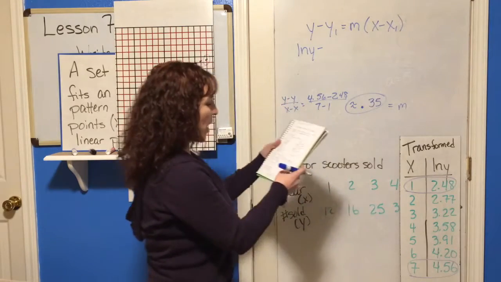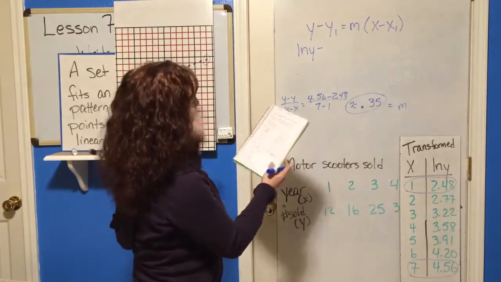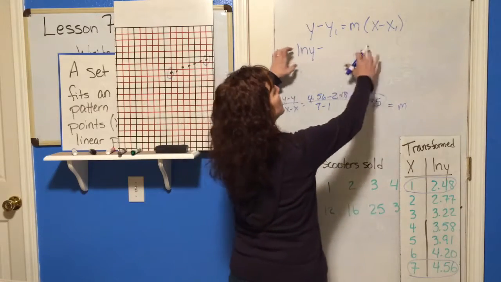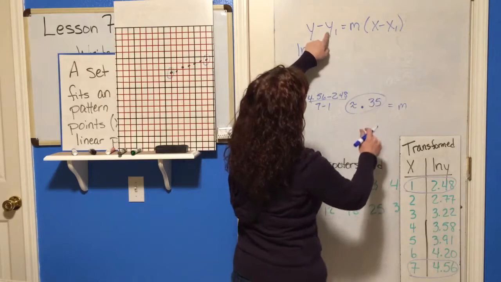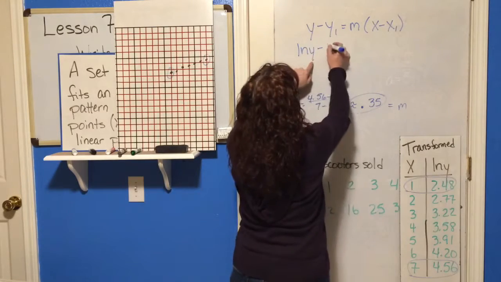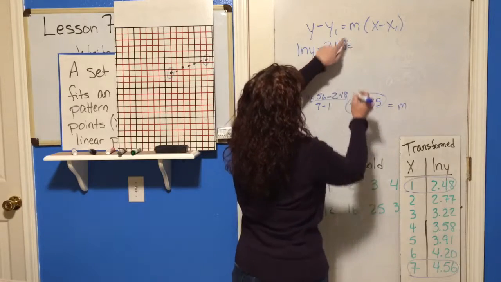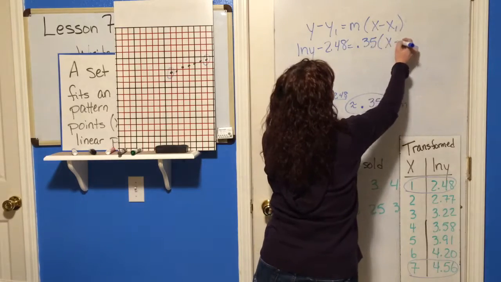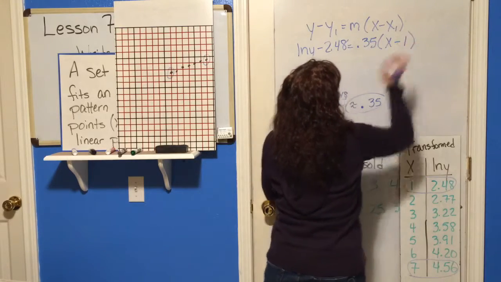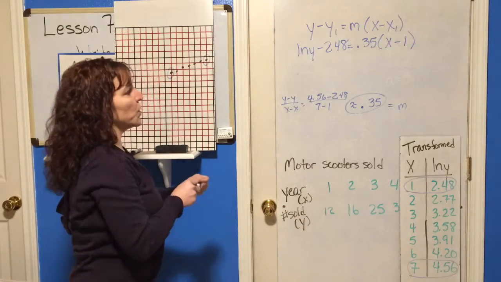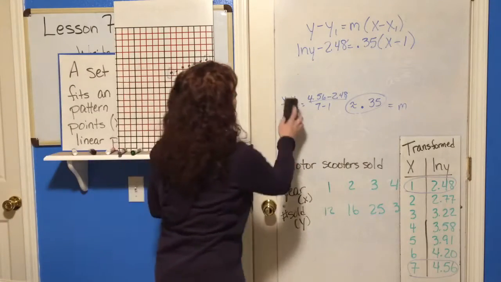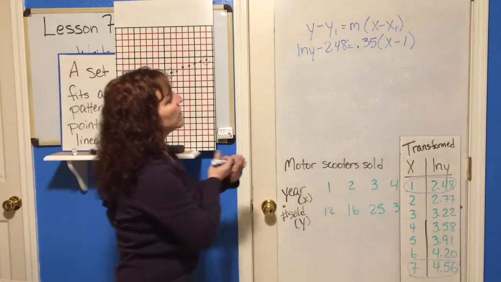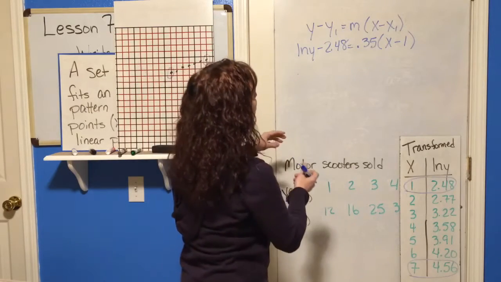Okay, all right, so now we have our parts. I'm going to put that into this equation. So I'm going to use the y, 2.48 equals the slope, which I got from here, 0.35, and then x minus x1 is just 1. All right? Whew! All right, so now at this point, I'm just going to simplify it as far as I can to get my equation.